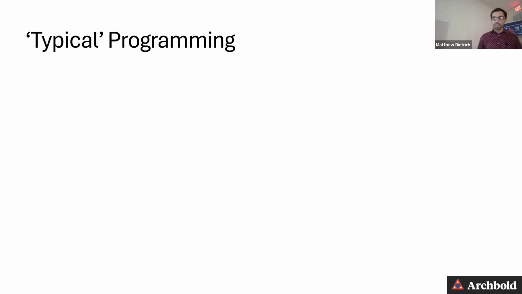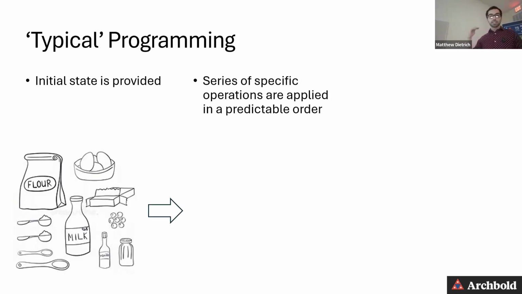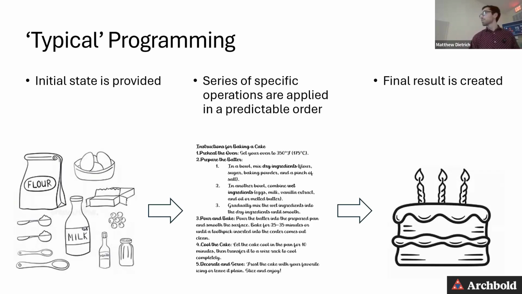So stepping back again, thinking of typical programming, we're going to start from some initial state, perhaps like the ingredients in your kitchen. We're going to move forward through a series of specific operations and apply those in a predictable order. That would be like following or creating a recipe. And then we're going to try to have some sort of final result. Ideally, a cake.